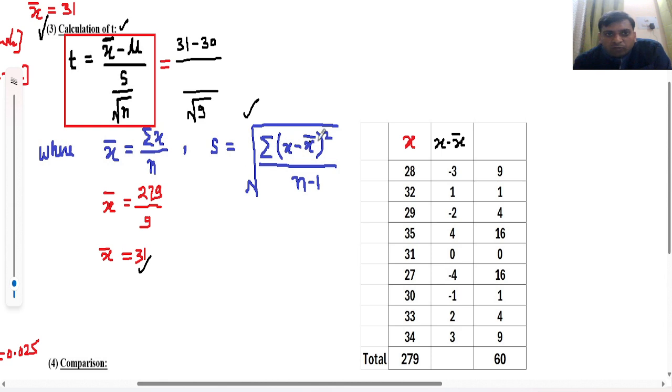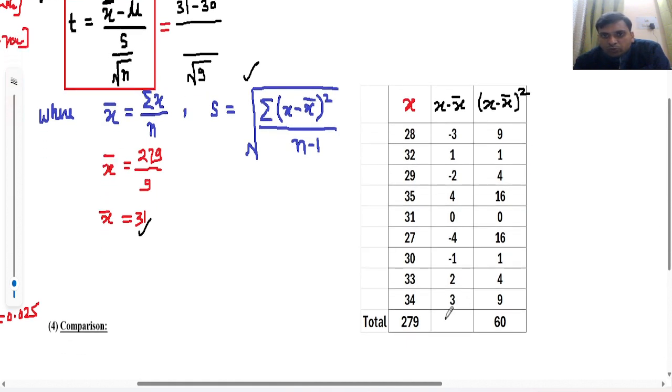And then in this formula you need the square of x minus x bar, so we have prepared this column also. The square of minus 3 is 9, the square of 1 is 1, and so on. And then you need to find the summation. The summation of this is 60. So this term is ready: the summation of (x minus x bar) squared is 60.